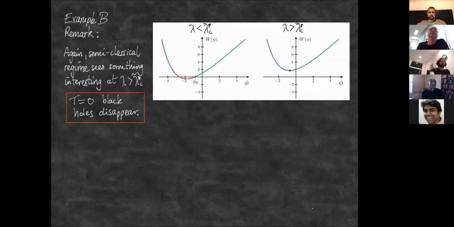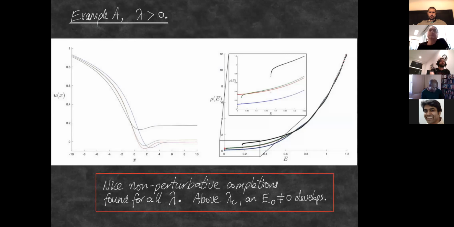And finally, for example A, I should say there's a little bit of what we think is an avatar of something interesting going on in the semi-classical black hole picture as well. Above some critical value in that picture, you lose the T equals zero black hole sector entirely, which is interesting. Okay, let me end by just talking about example A. Again, if you remember in that case, for positive lambda, everything's fine until you go above some lambda, and then you have a transition to a new threshold energy. And indeed, you can find non-perturbative solutions for all of those kinds of behaviors.